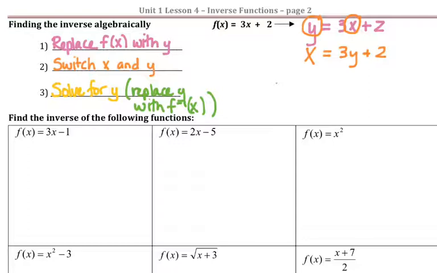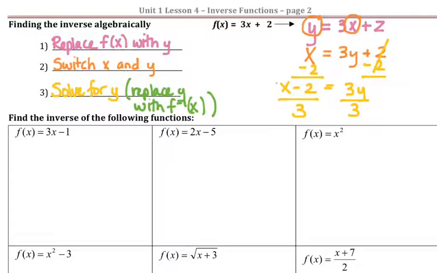The next thing we do is we solve for y. To get y alone, I need to subtract 2 from both sides. So I get 3y on this side because 2 minus 2 is 0. And on the other side, I get an x minus 2. I also need to divide both sides by 3.